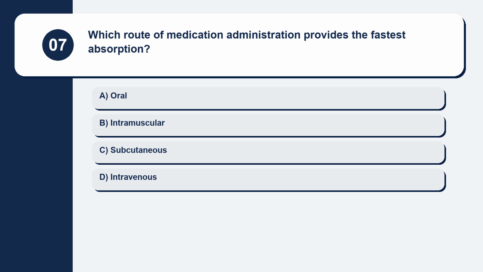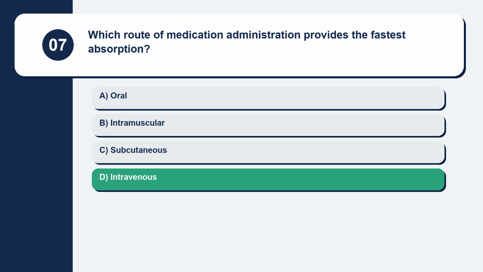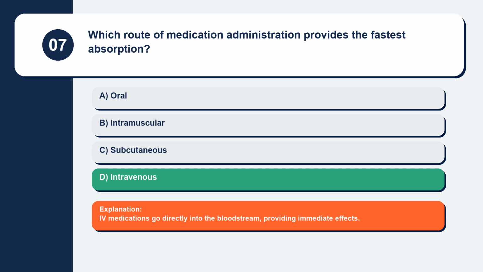Question 7. Which route of medication administration provides the fastest absorption? Oral, intramuscular, subcutaneous, intravenous. IV medications go directly into the bloodstream, providing immediate effects.